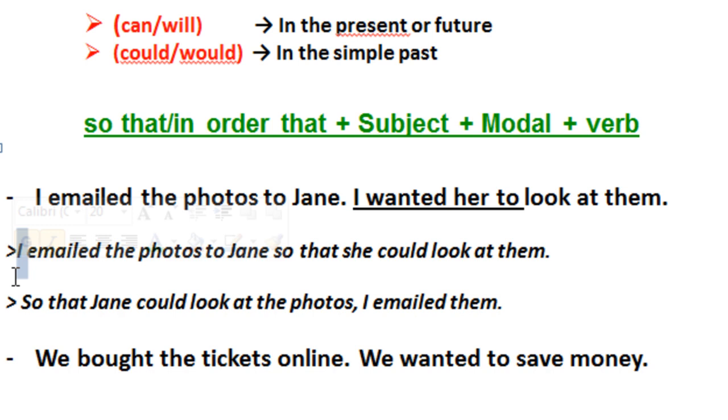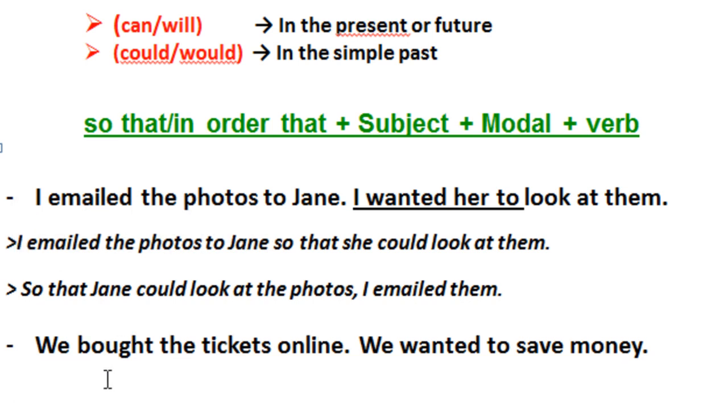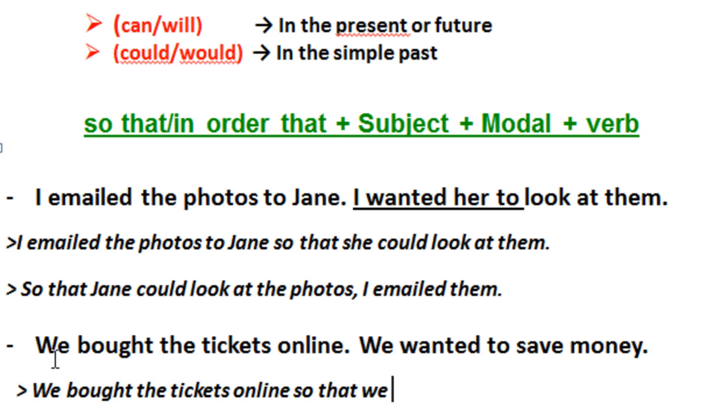Let's move on to the second pair of sentences. We bought the tickets online. We wanted to save some money. Here again, we can start the sentence by so that or in order that, or use them in the middle of the sentence. We bought the tickets online, so that plus subject we, plus modal. Look at the tense of the verbs. Bought, wanted, they are in the past, so we cannot use can or will. We can either use could or would. So that we could or would save money.